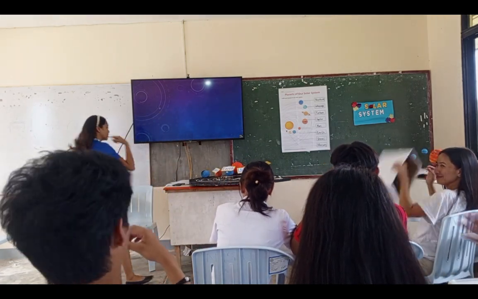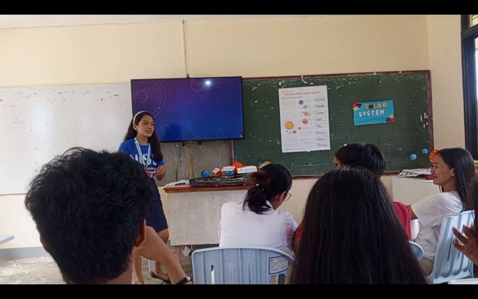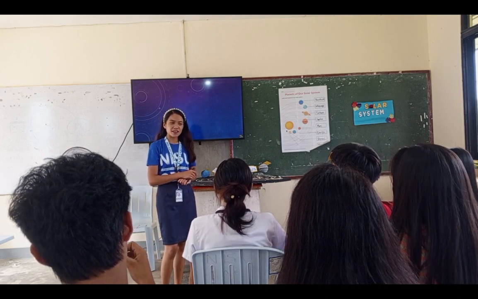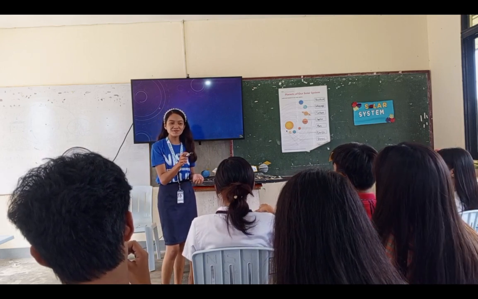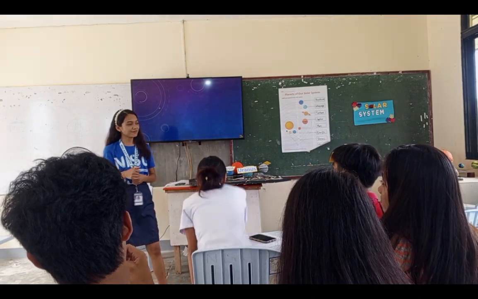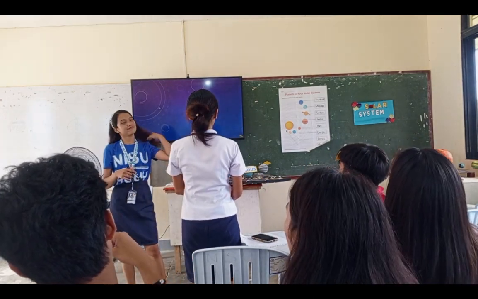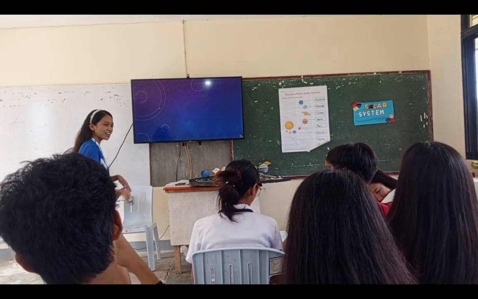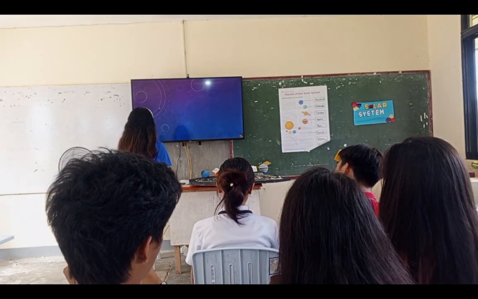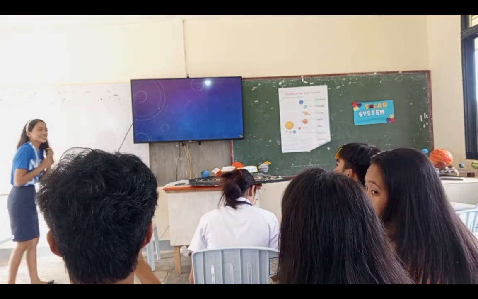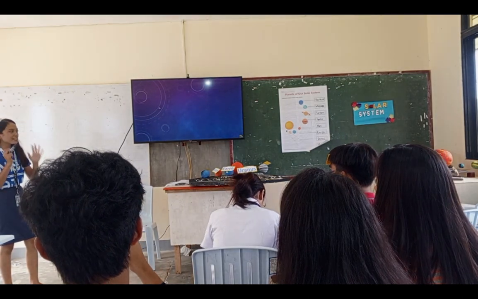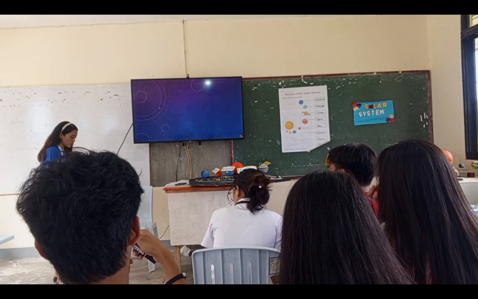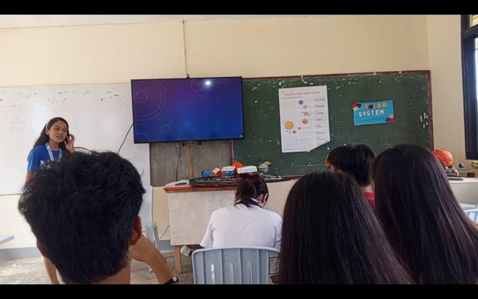Now class, do you still remember the two groups of planets in our solar system? Yes. What are those again? Terrestrial planets and Jovian planets. That's right. So you already have prior knowledge about our solar system. With that, we are going to dig deeper into the different planets in our solar system. And we are going to start with, of course, the planet that is closest to the sun.